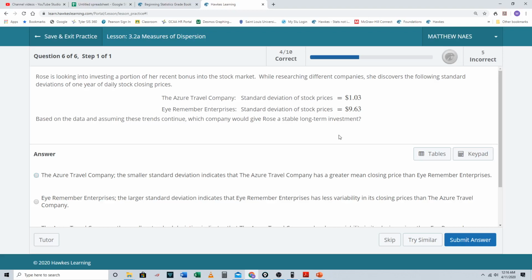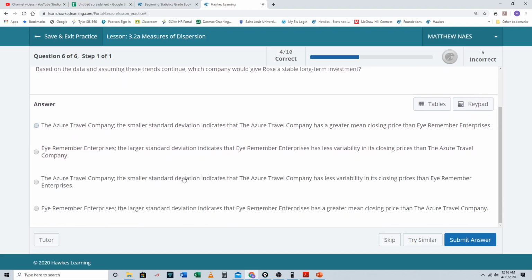So you want to choose the Azure Travel Company, because the smaller standard deviation indicates that it has less variability in its closing price. I have to be careful here, because it's right here that you think you're choosing the right answer, but the smaller standard deviation does not indicate a greater mean. That definitely has nothing to do with the greater mean. It means it's less variable. It's more stable.